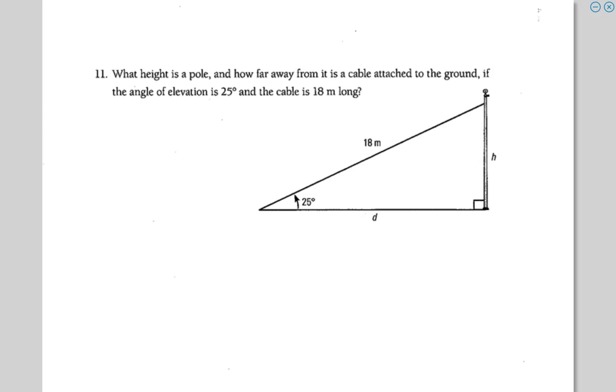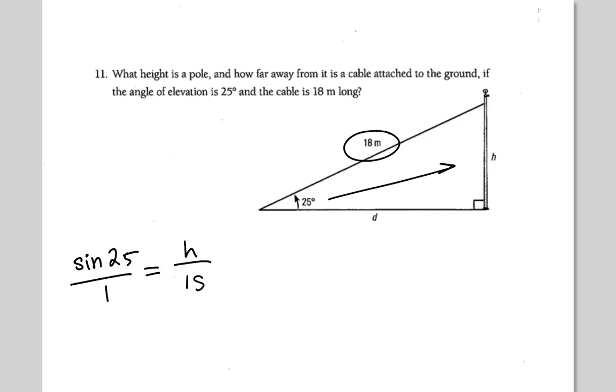On to number 11. It says, what height is a pole and how far away from its cable? The angle is 25 and the cable is 18. Okay, so H is op. We have a height right there. So I'll just use regular sine of 25 because I know the angle and I just want to find a side. Cross multiply, 18 times sine 25. So the height is 7.6 meters.